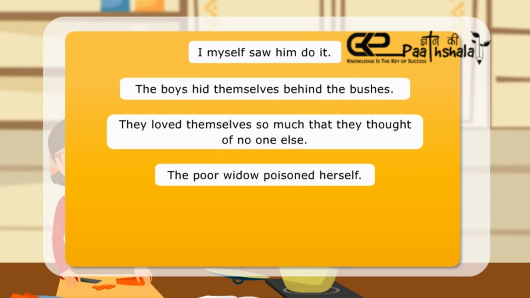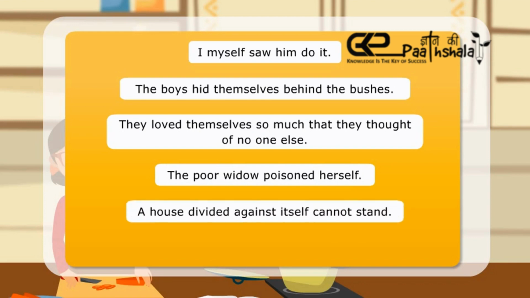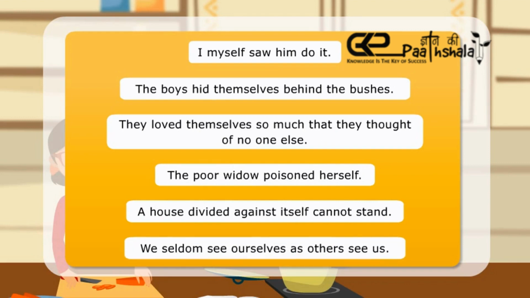The poor widow poisoned herself. A house divided against itself cannot stand. We seldom see ourselves as others see us.